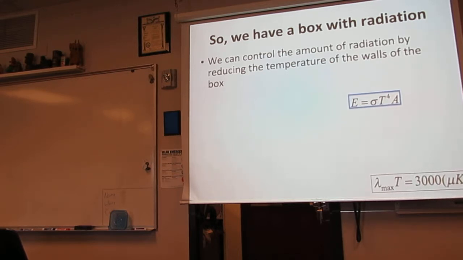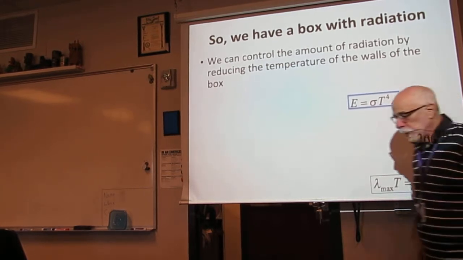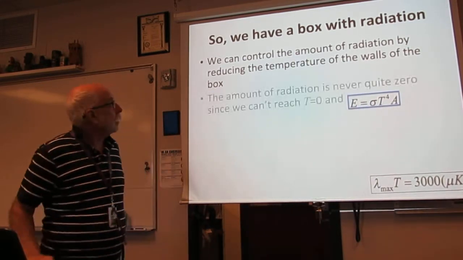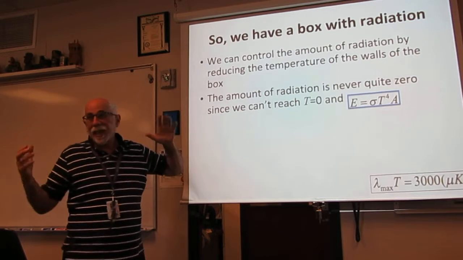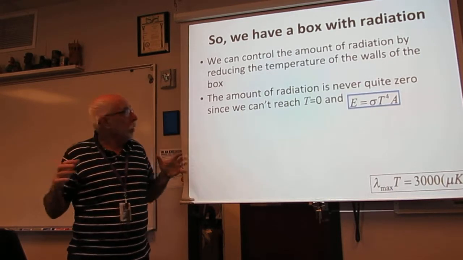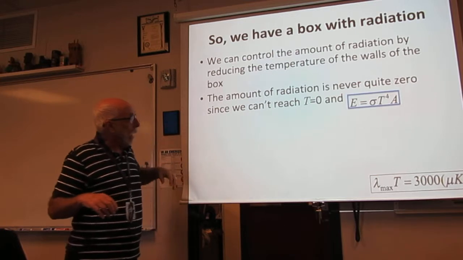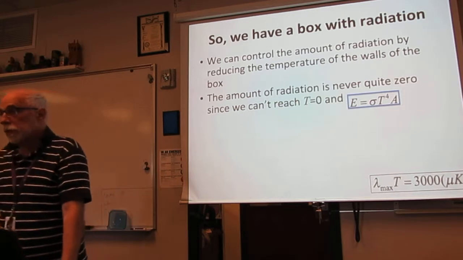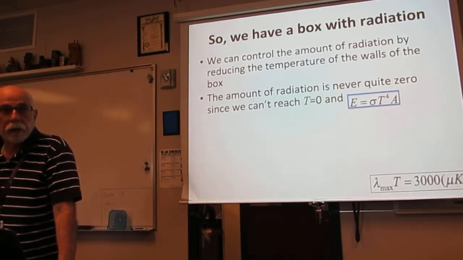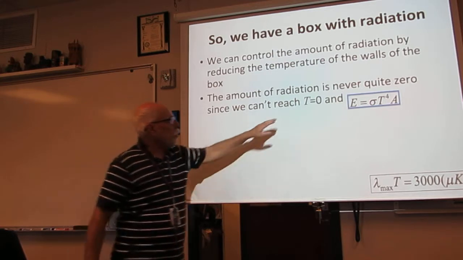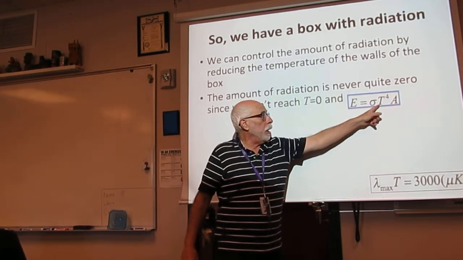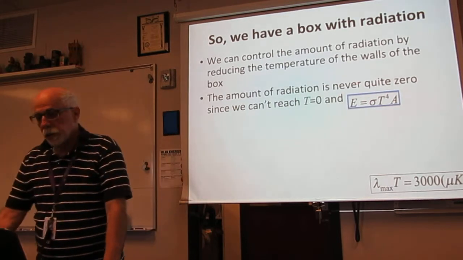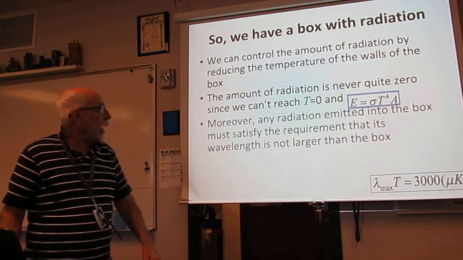So you now understand this curve and this equation and this equation. So we can control the amount of radiation inside of an empty box by changing the temperature of the walls of the box, but we can't get to T equals 0. It's like trying to exceed the speed of light. You just can't do that. So we can reduce the temperature, which reduces the energy according to this formula, sigma T to the fourth.